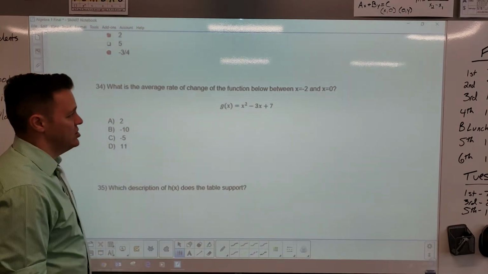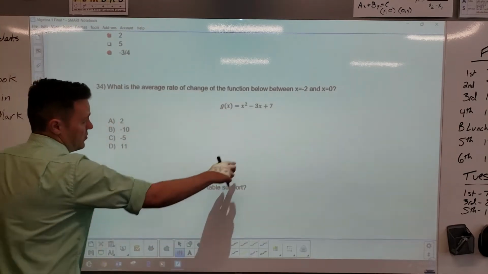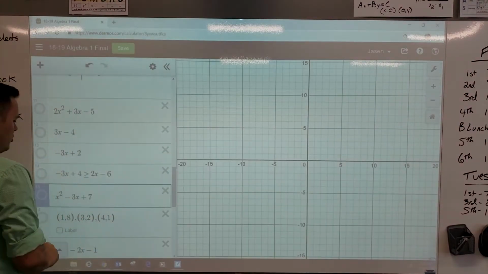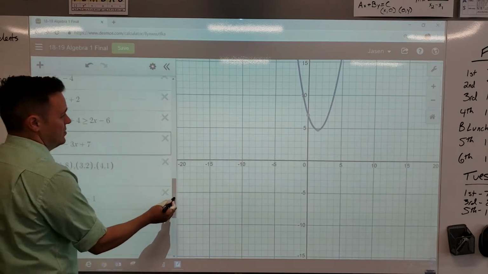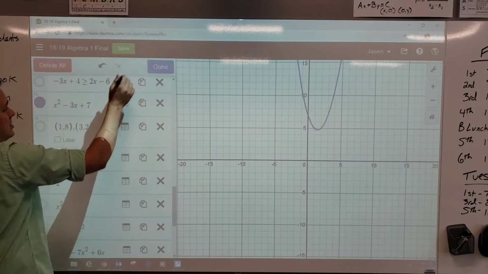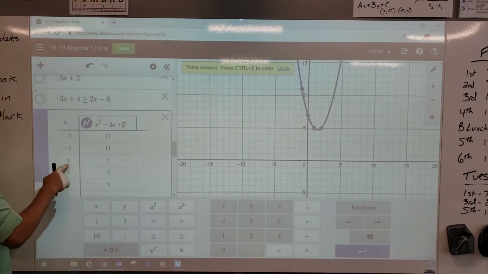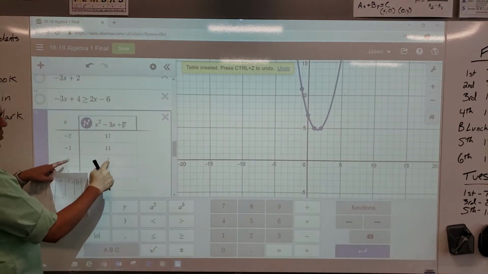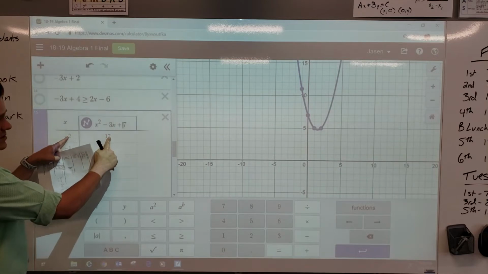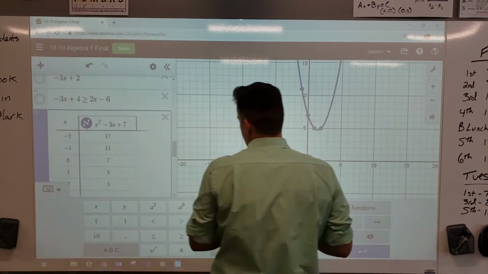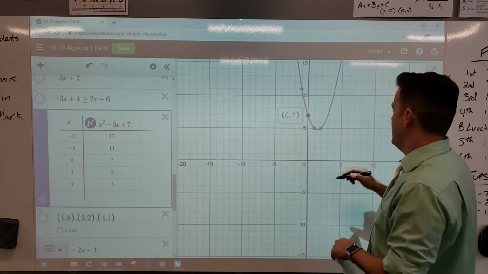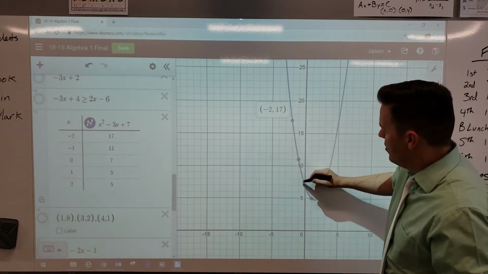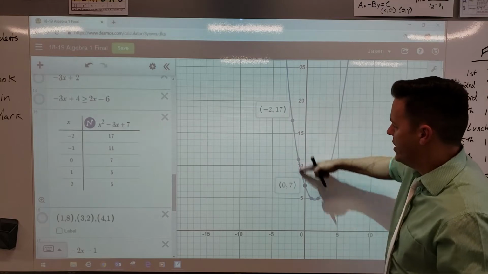34. Average rate of change. Now on this, ladies and gentlemen, from -2 to 0. Same setup, okay? When you graph this in decimals like this, all right, you want to do your table function. So when you do your table function at Z, you want to take your points. So as we talked about in class, the points are 0, 7 and -2, 17. So what I'm trying to do is find out the distance from here to here. Okay, what would be the rate of change between these 2 points right here?